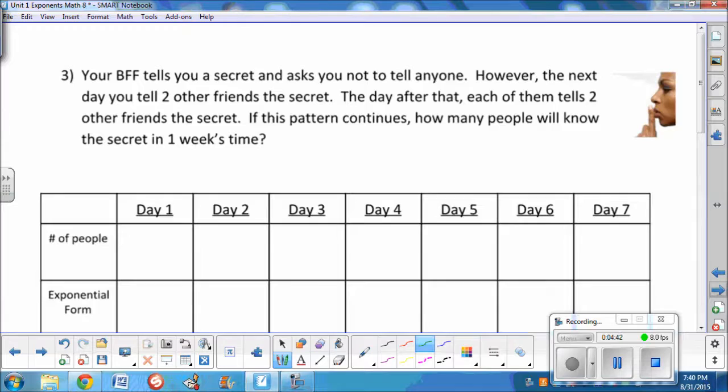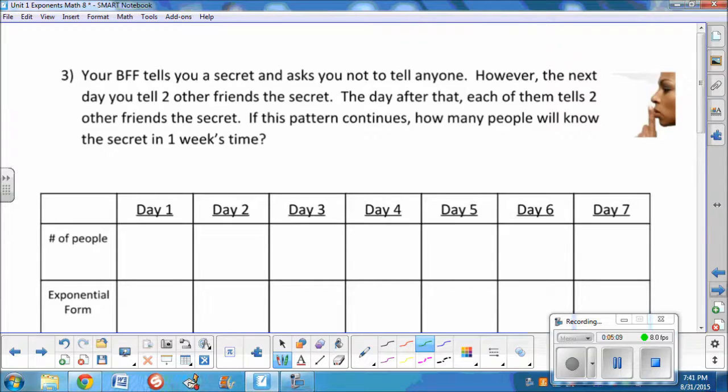Take a minute, pause it, and read this question. So I'm just going to start talking about it. We're going to fill in that table. Okay. So we've got a secret. It says the next day you tell 2 other friends the secret. The day after that, each of them tells 2 other friends. If this pattern continues, how many people will know the secret in a week's time?